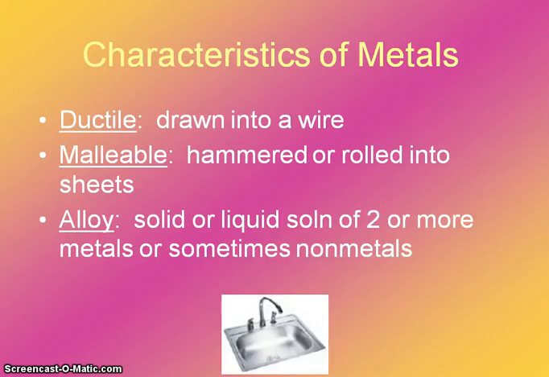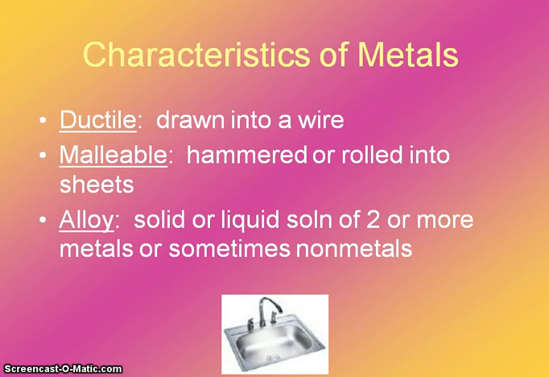Some other characteristics of metals are that they are ductile and malleable. Ductile means that they can be drawn into a wire, and malleable means they can be hammered or rolled into sheets. An alloy is a compound.